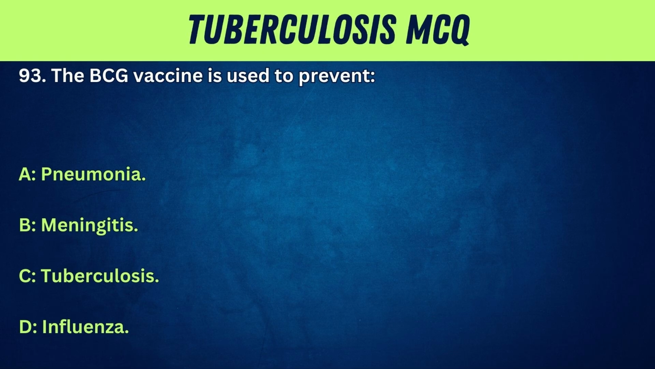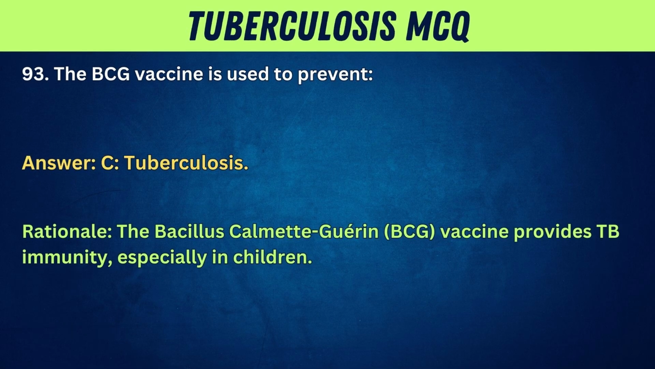93. The BCG vaccine is used to prevent A. Pneumonia, B. Meningitis, C. Tuberculosis, D. Influenza. Answer: C. Tuberculosis. Rationale: the Bacillus Calmette-Guerin (BCG) vaccine provides TB immunity, especially in children.